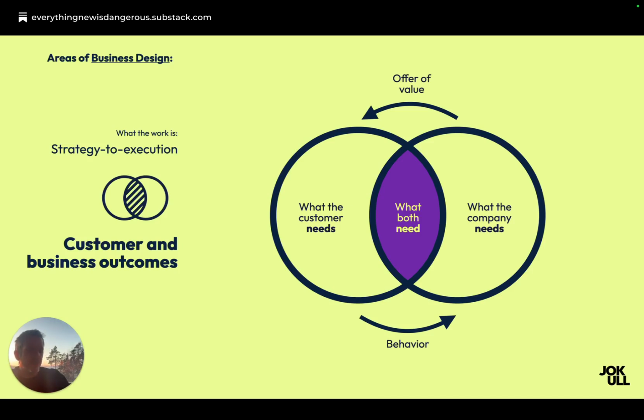So business design is believing that customer needs equals business needs, and then creating a strategic framework, a link to execution, and a measurement system in order to demonstrate this and in order to prove it and make it more effective. So it's creating a line of sight from strategy to execution to outputs and outcomes.